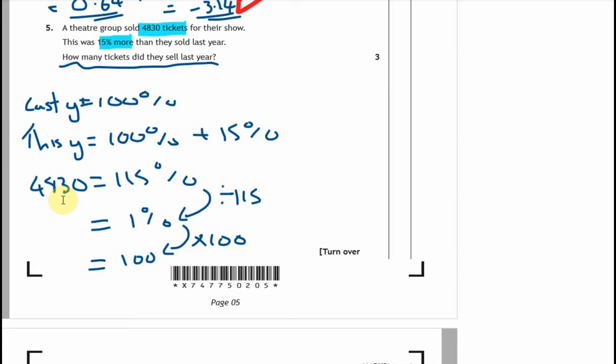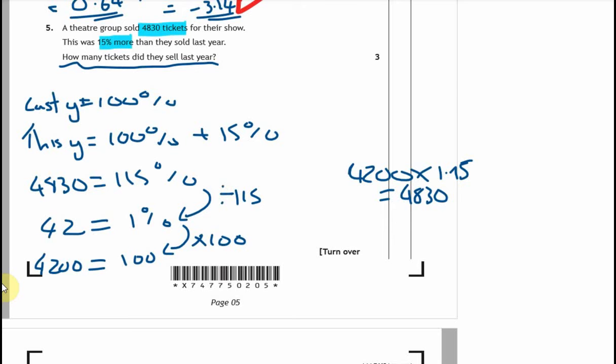So calculator, 4,830 divided by 115. That's going to give me 42. Can't believe I can do that in my head, shocking. And then times it by 100, 4,200. Okay, seems fine. And if you want to just check you're right, well, let's say 4,200 times 1.15, that gives us 4,830. Okay, so as we check, 4,200 times 1.15, because that's increasing it by 15%, isn't it? And that gives us 4,830.